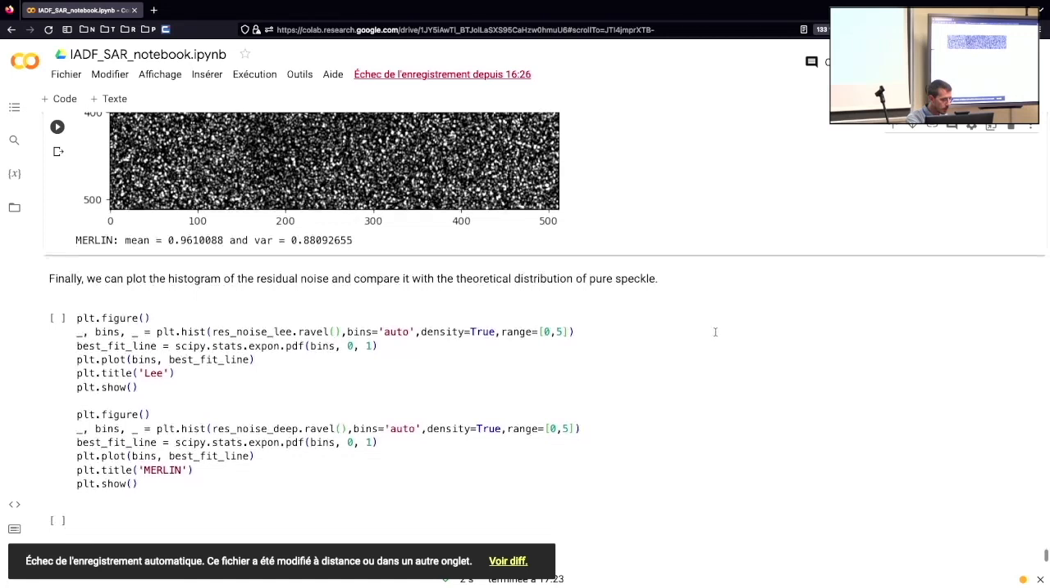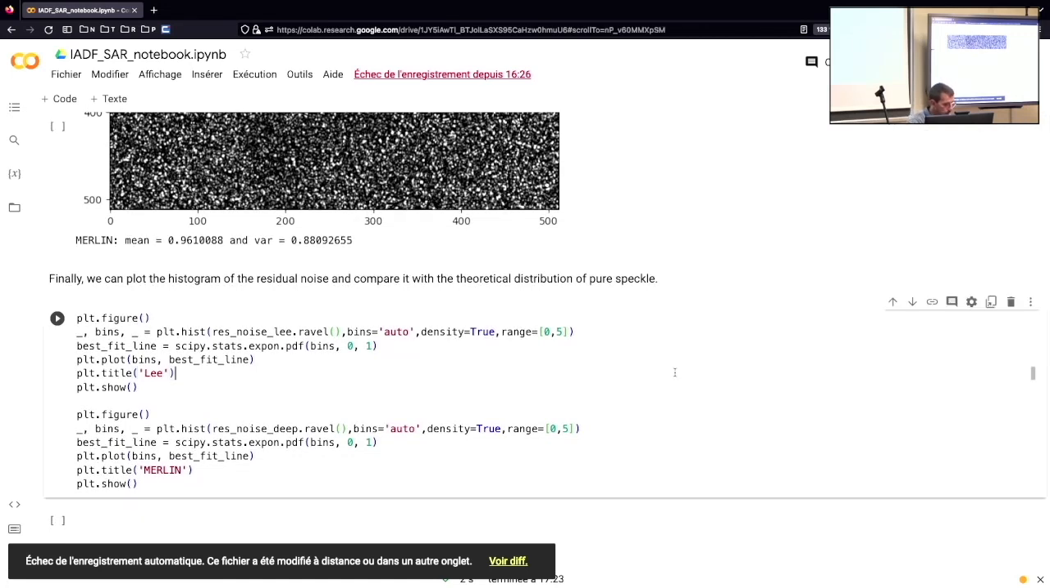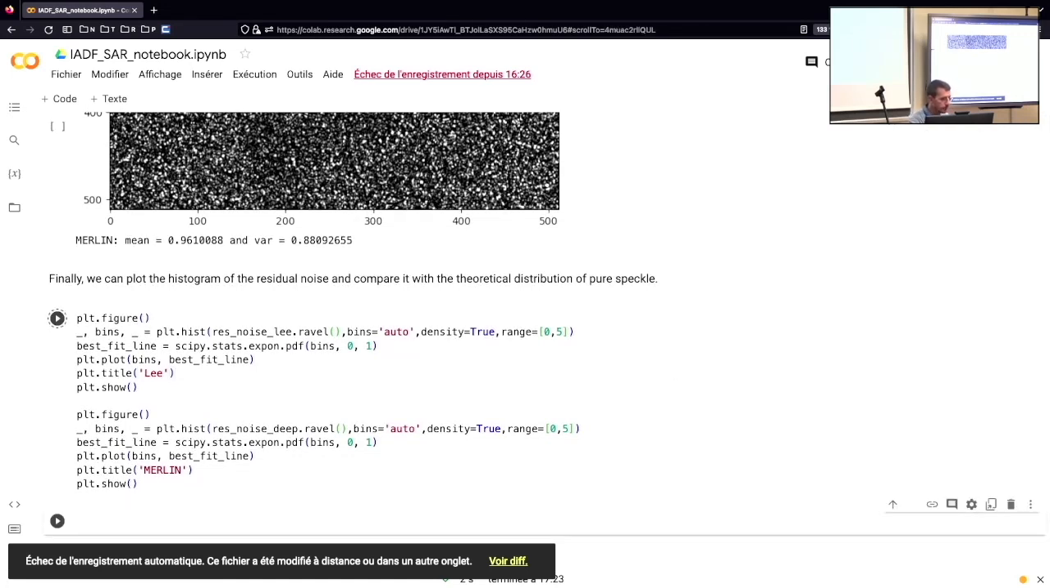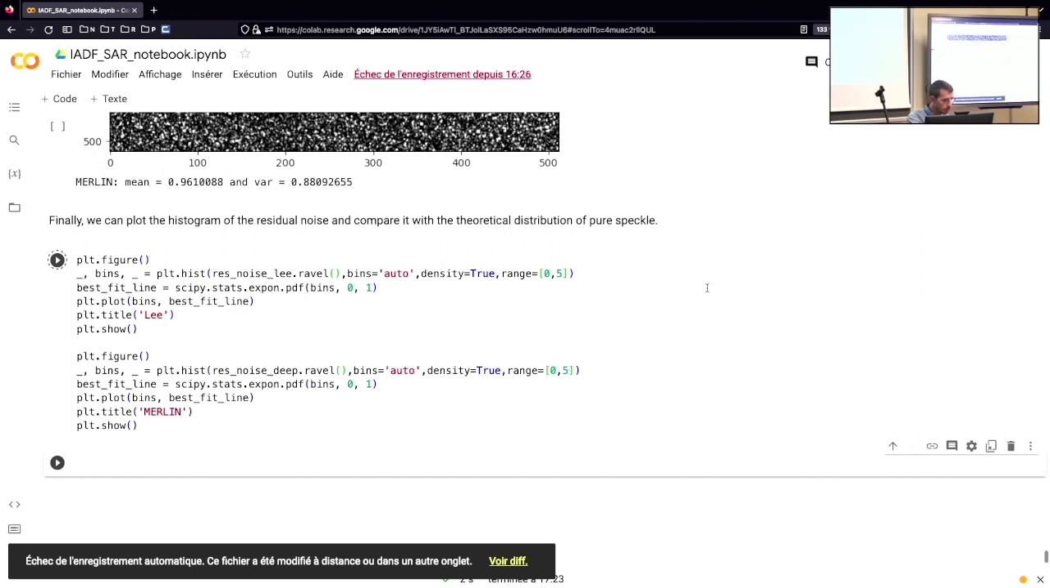And the last thing that we can do is to plot the histogram and see if it is close to the distribution of the single look speckle in intensity. And what we will see at the end of the computation, which should arrive soon.